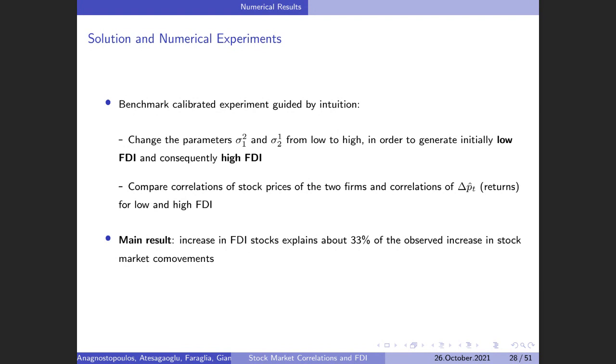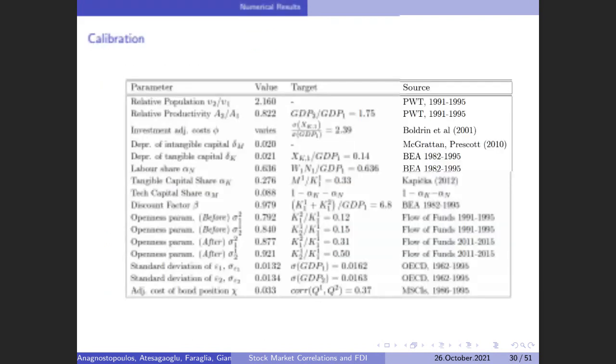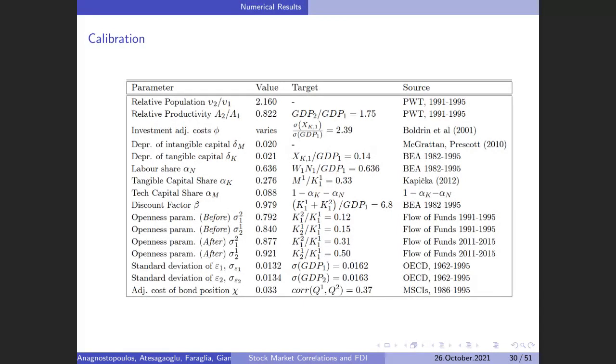Let me explain the calibration directly then. In the calibration, we calibrate the productivity level difference between economies to the GDP level difference between the US and the rest of the world. We also consider the population level difference between these two economies. Investment adjustment costs are picked to match the volatility of tangible capital investment to GDP in each economy to the level that we observe in the data. The depreciation levels of these capital stocks are from the literature. It's quite standard, so I'm going to skip it quite fast.